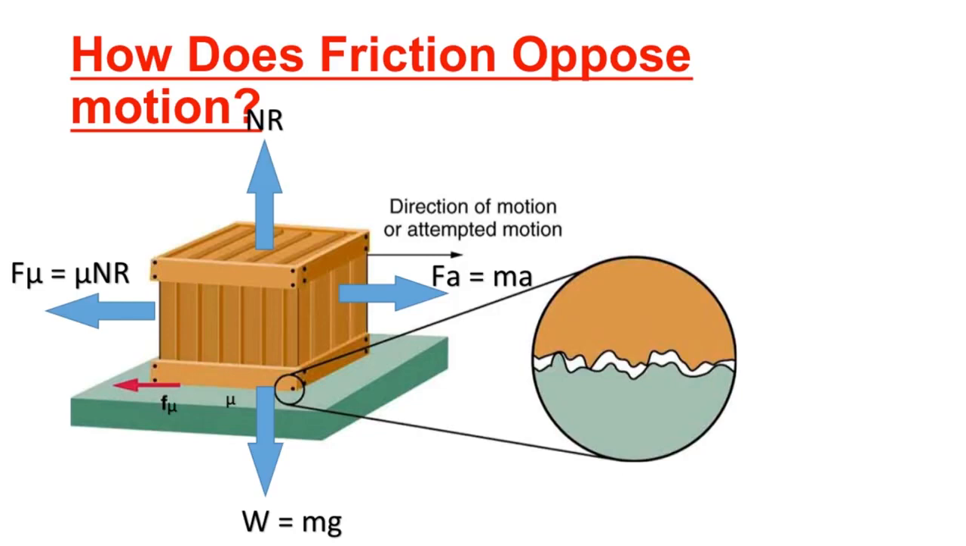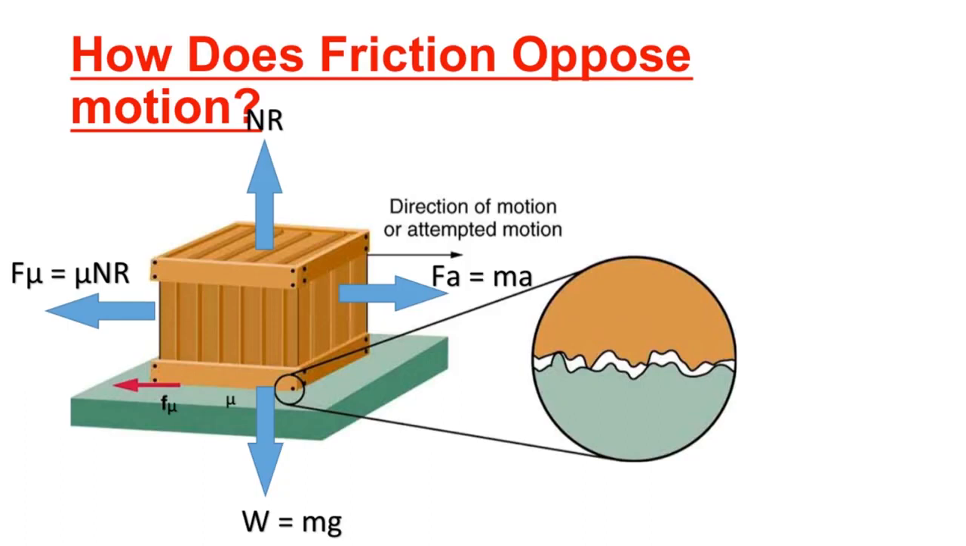We have the weight of the object, W, which is equal to mg, m being the mass of that particular object, g being the gravitational acceleration. In this case, as we know, gravity is always acting vertically downwards, and it's a constant value, 9.8 meters per second squared. So for us to find the weight of this particular object, we need to multiply the mass by the gravitational acceleration.